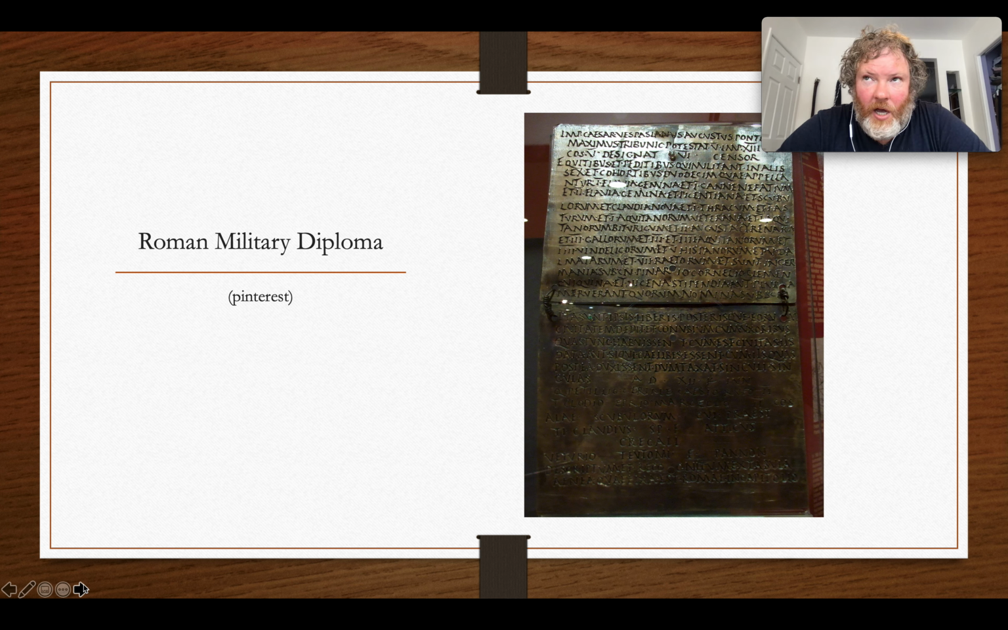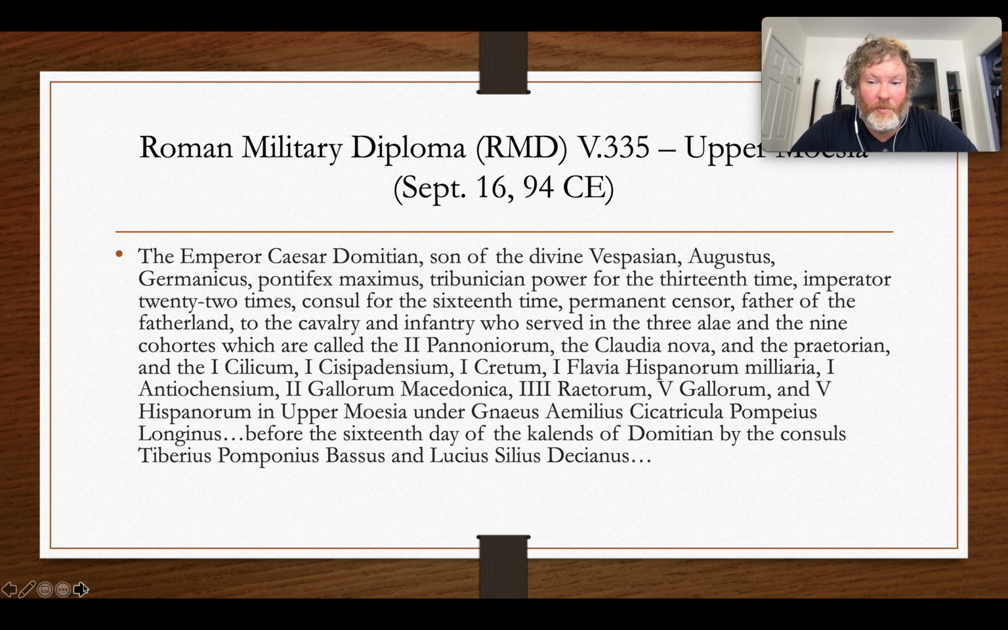We have tons of these, hundreds, thousands, sorry, and why they are useful for knowing where units were is that amongst the much information they give us, they also include the specific date, assuming it's all in one piece, when the diploma was issued. Like this particular one, RMD, which is an abbreviation for Roman Military Diplomas, volume 5, number 335. One from Upper Moesia, which is closer to where Serbia meets Bulgaria, and this one dates to September 16th, 94 CE.